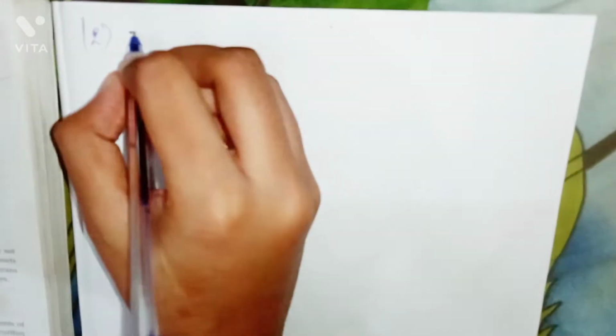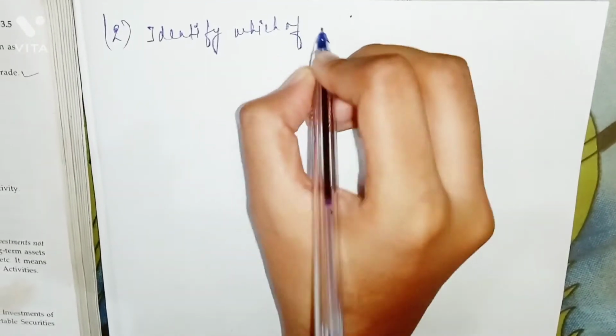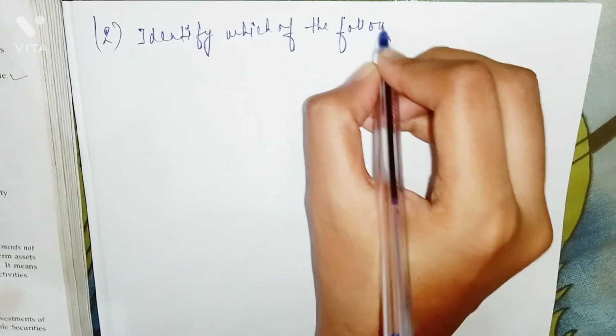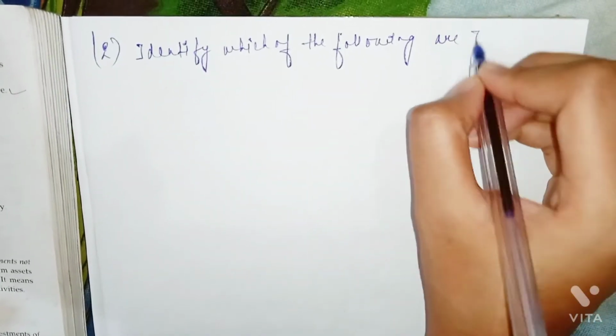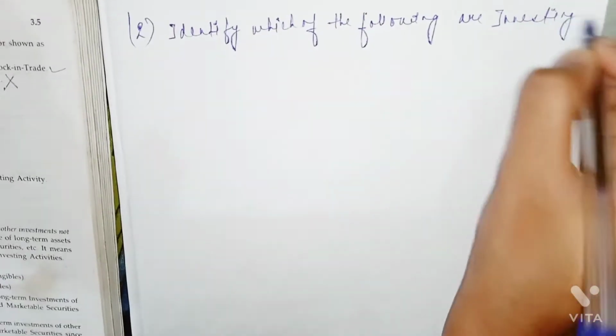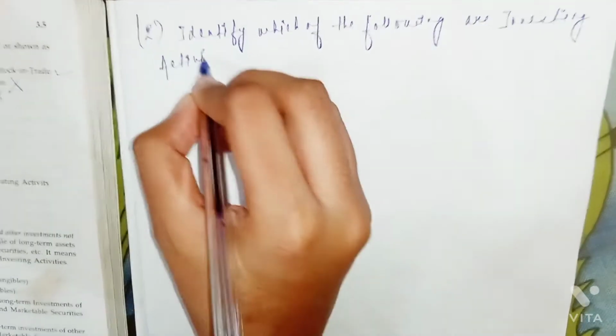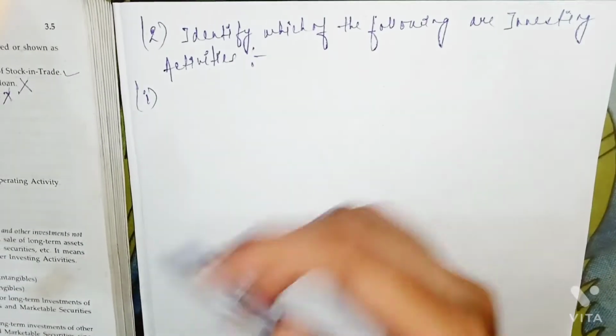For my second sum, here is my second sum. Here we have to identify which of the following are investing activities. In this sum, you have to identify which of the items are investing activities and which are not.